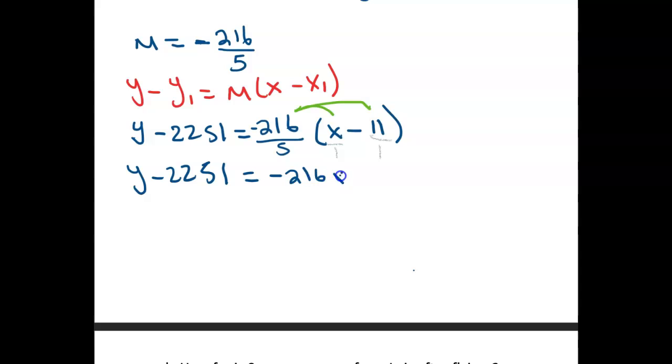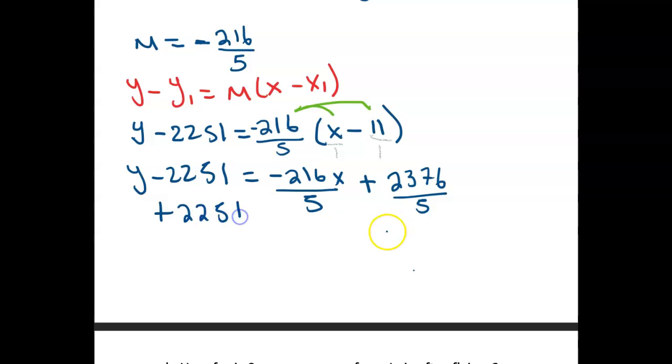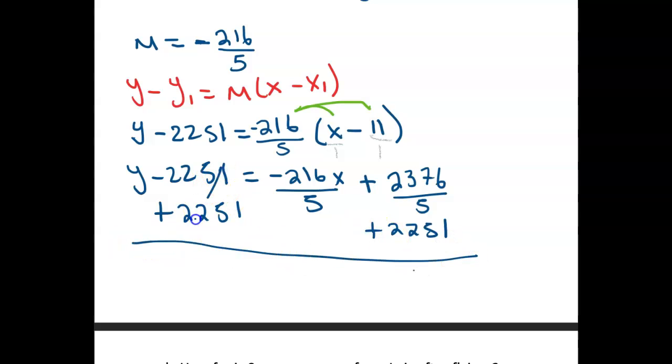Negative 216x over 5. It's going to be plus 216 times 11 divided by 5. We get a fraction, 2376 over 5. Nothing wrong with a fraction. Then we add this guy. Again, we're solving for the y. We will have to change the variables to the correct variables the problem wants us to use.